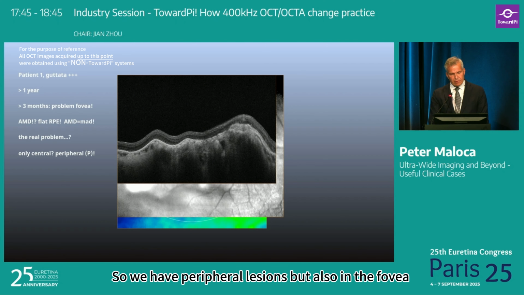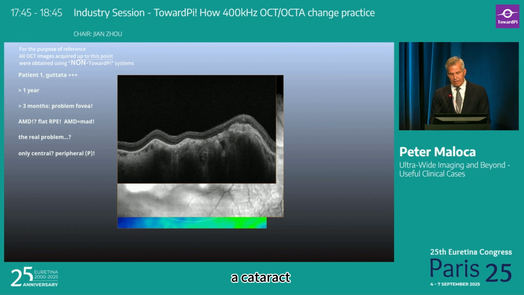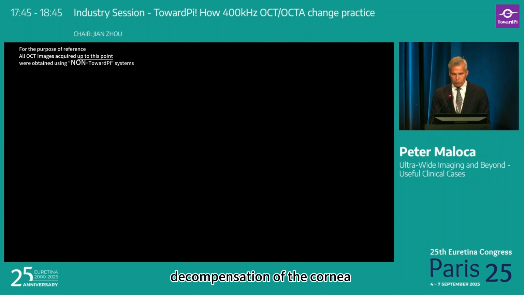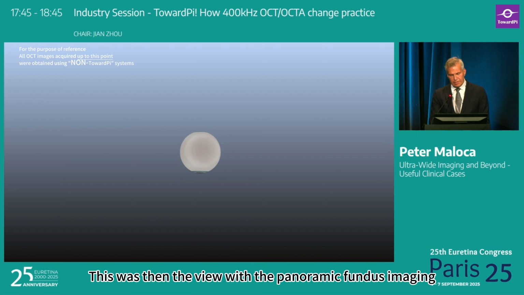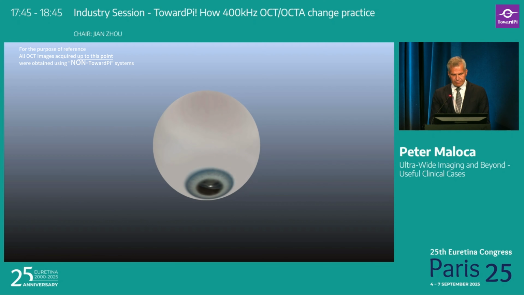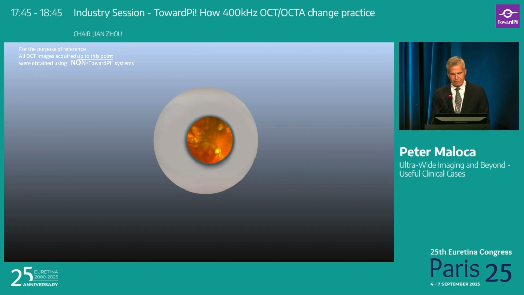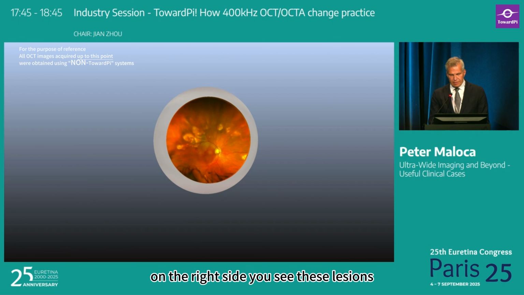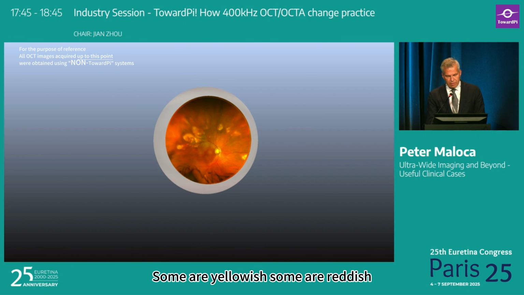So we have peripheral lesions, but also in the fovea. A cataract, a decompensation of the cornea. This was then the view with the panoramic fundus imaging. On the right side, you see these lesions. Some are yellowish, some are reddish.